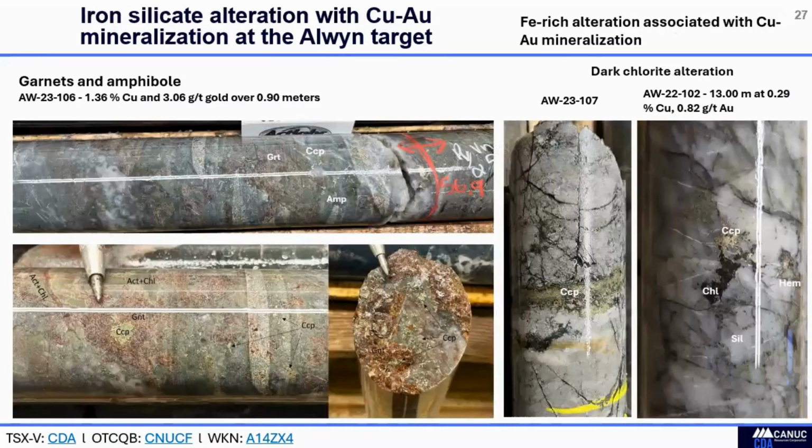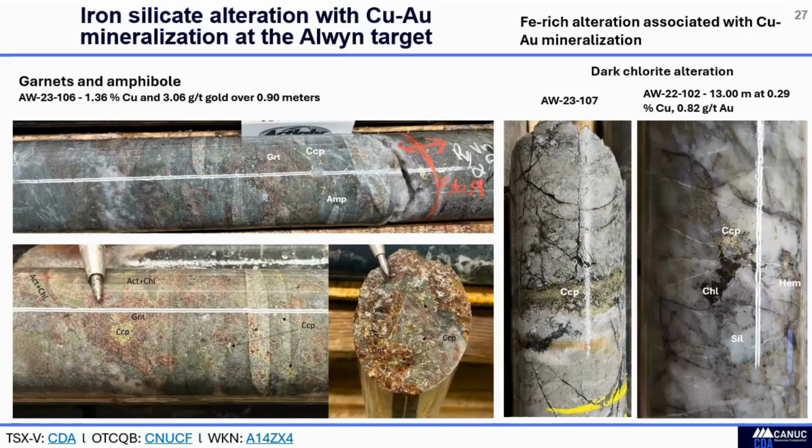And also, what our drilling in 2023, not in 2022, started to define as we moved out progressively away from the historical mine, was an indication of iron-rich alteration related to copper mineralization. So in this case, we have an iron silicate assemblage where there's garnet and amphibole in relationship to chalcopyrite.